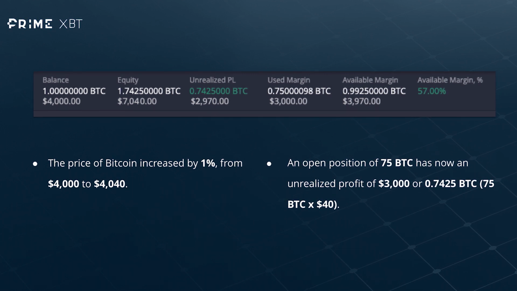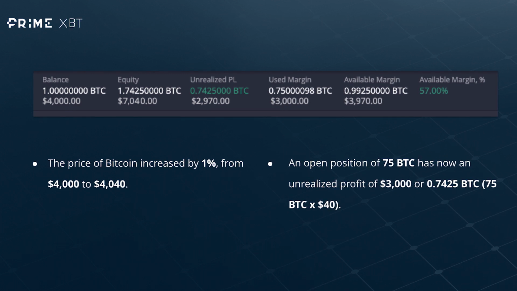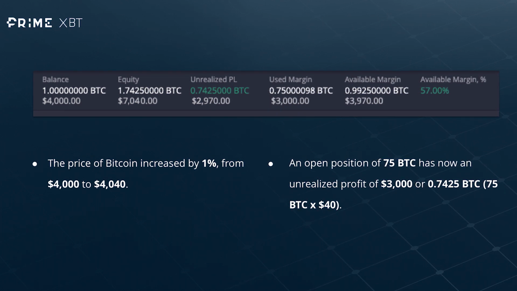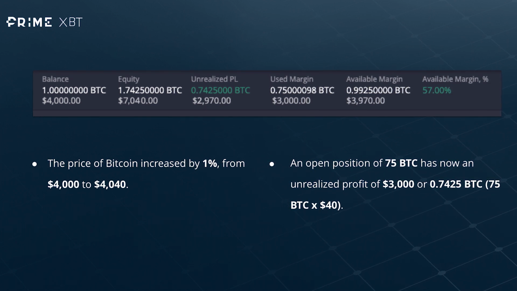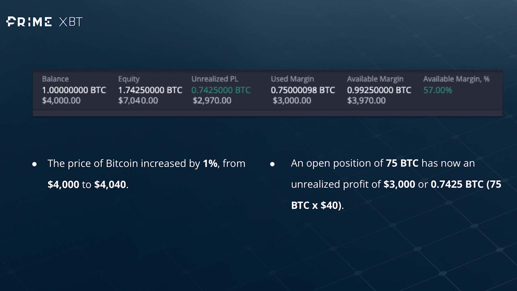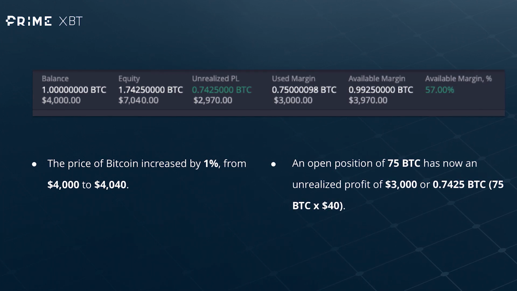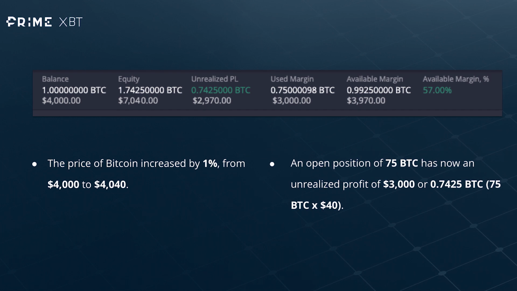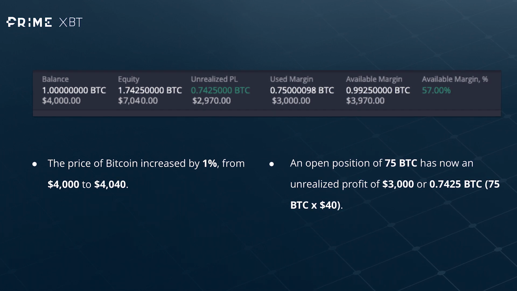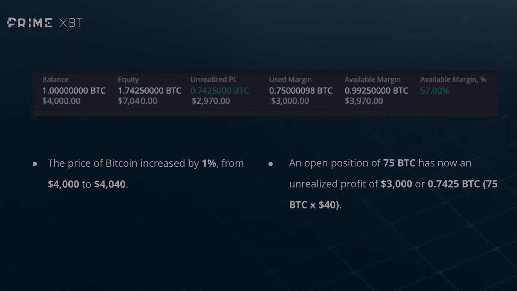Balance: 1 BTC, $4,000. Equity: 1.7425 BTC, $7,040, balance plus unrealized profit of 0.7425 BTC. Unrealized P&L: 0.7425 BTC. Used margin: 0.75 BTC, $3,000. Available margin: 0.9925 BTC. Available margin percentage: 57%.